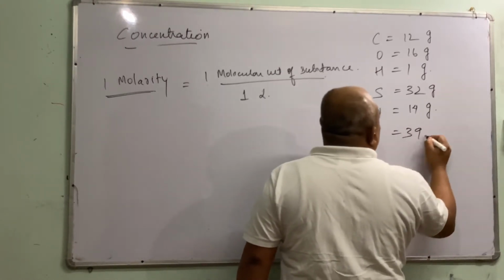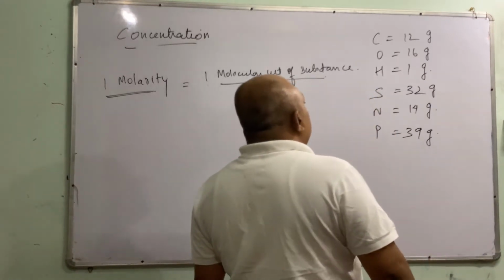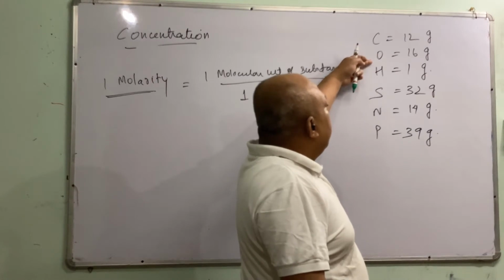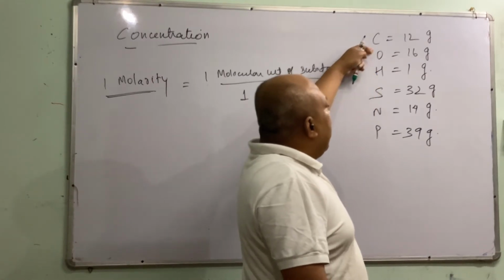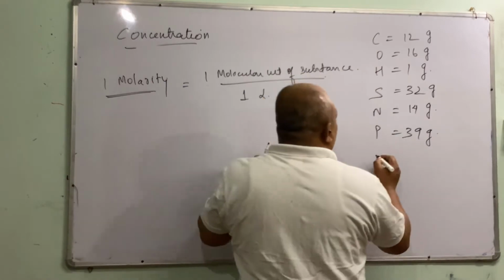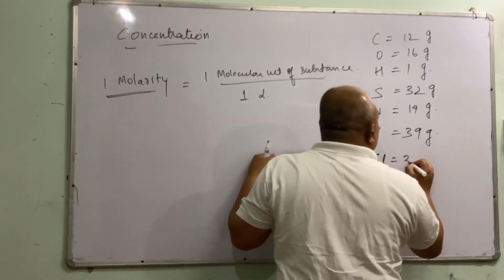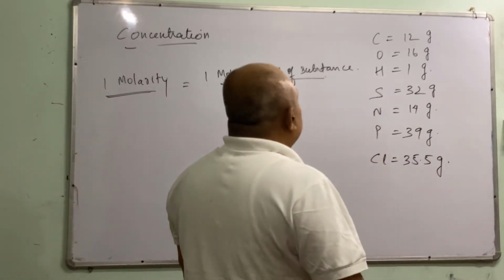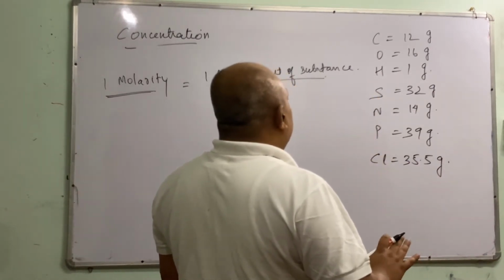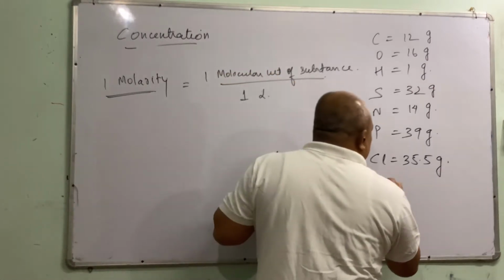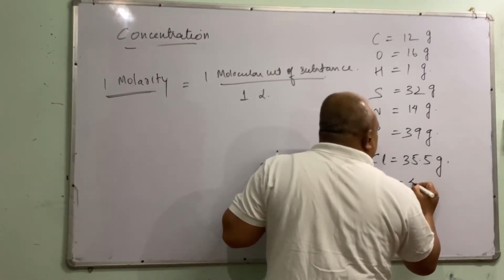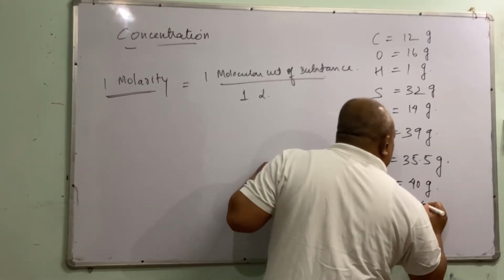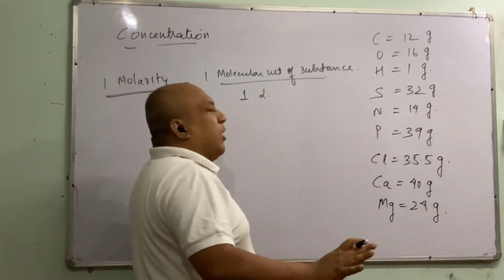Phosphorus 39 gram. Some of the common things: sulfuric acid H2SO4, nitric acid HNO3, hydrochloric acid HCl. Chloride is 35.5, but sometimes you can use 36 as a lump sum. Okay, so these are some of the things you have to remember. And then calcium, because of hardness, calcium is 40 grams, magnesium 24 grams. So only a few you have to remember.